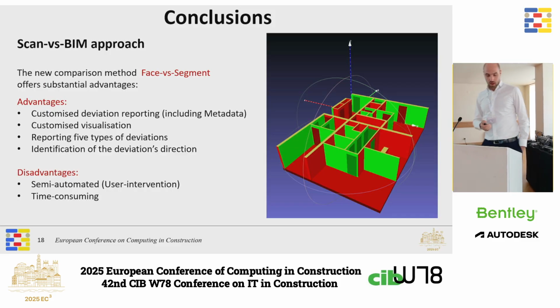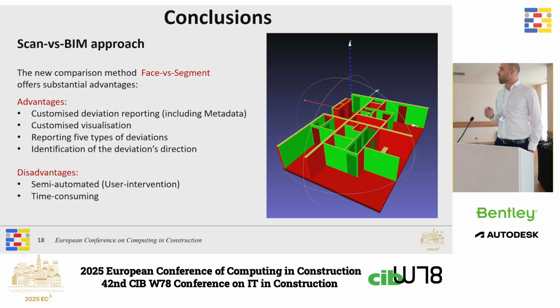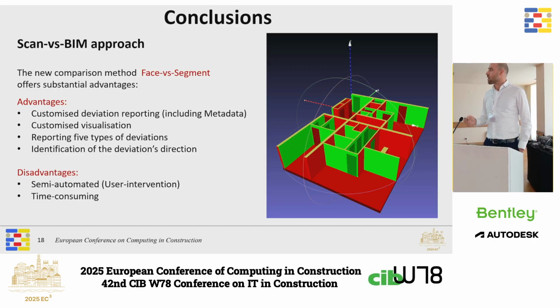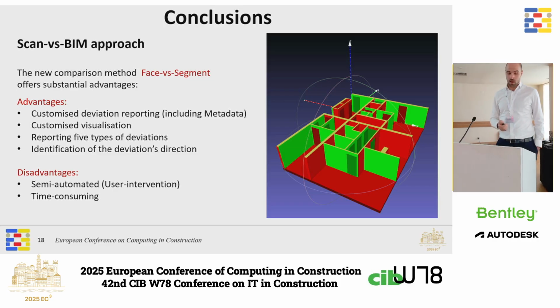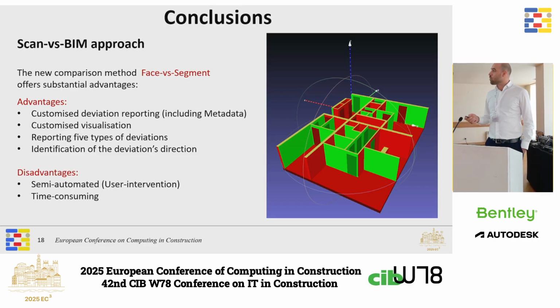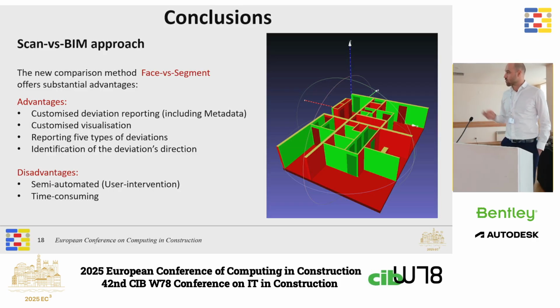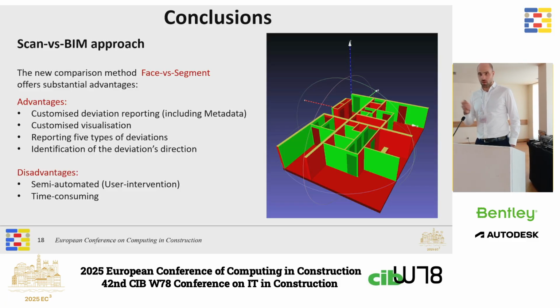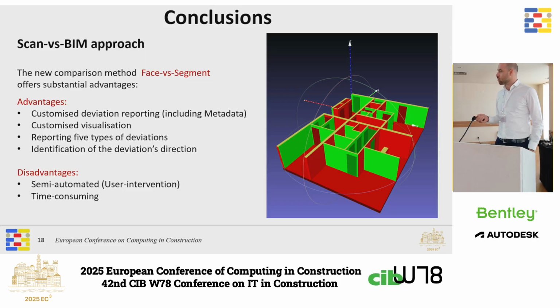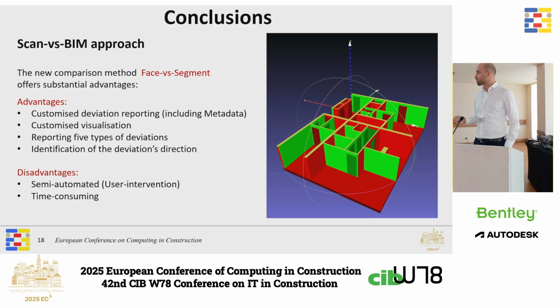So with this method, phase versus segment, we managed to offer substantial advances such as customized deviation reporting, including in metadata, customized visualization, reporting 5 types of deviations, and identification of deviations direction, as I said. But we have some disadvantages, as this method is semi-automated. It needs user intervention, user inputs in the algorithm, and it's time-consuming. I forgot to say that we developed a Python algorithm to run this research.